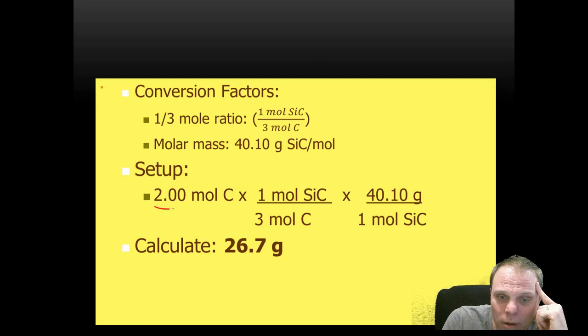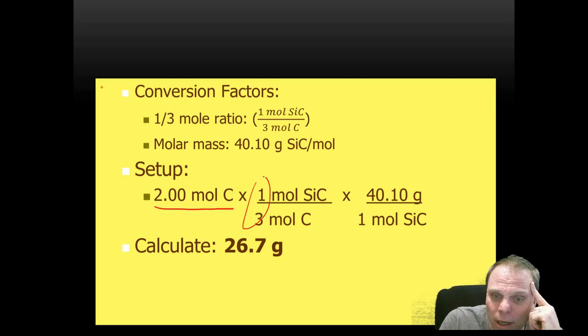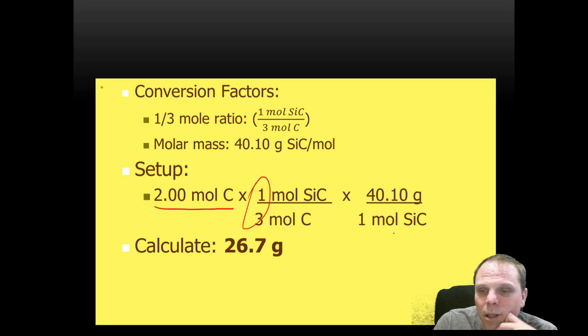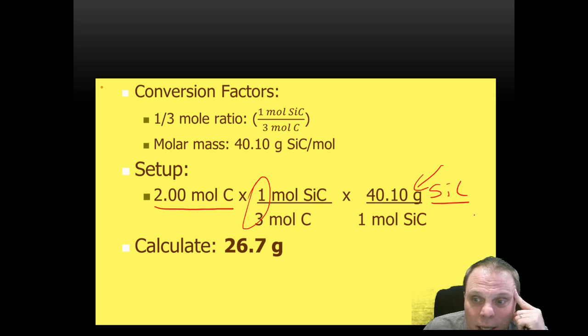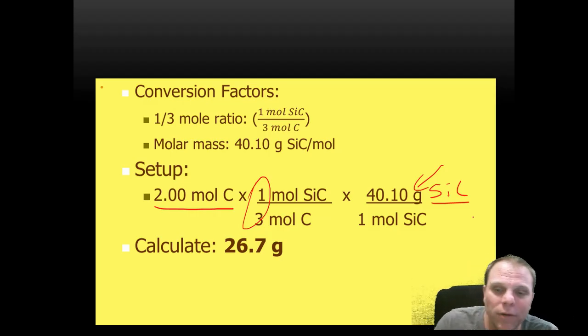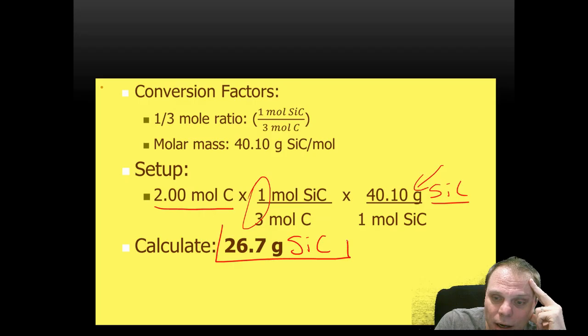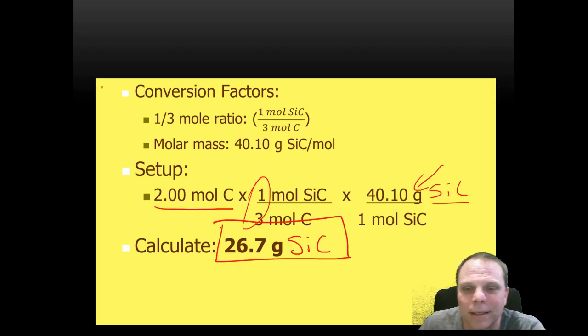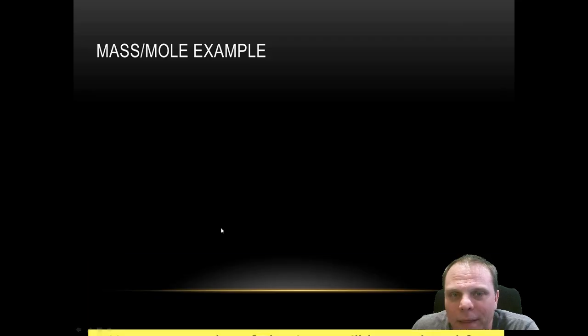We started with 2 moles of C, and we used our mole ratio here, that 3:1 from our balanced chemical equation, and we went to the periodic table. Something is missing over here, okay? We've got to make sure this is written out, and it's not written out right now, but SiC, 40.10 grams of SiC, and then you just calculate that out. Boom, 26.7 grams. There's something missing here. Don't forget to have the actual values, SiC, written there as well, okay? Silicon carbide. All right, that's how you do those.